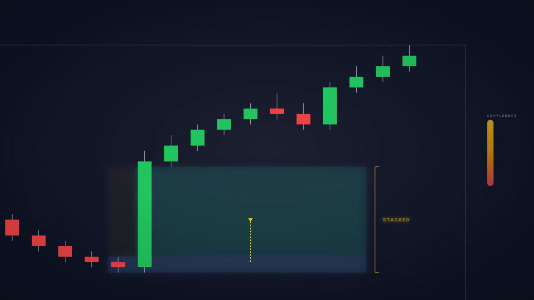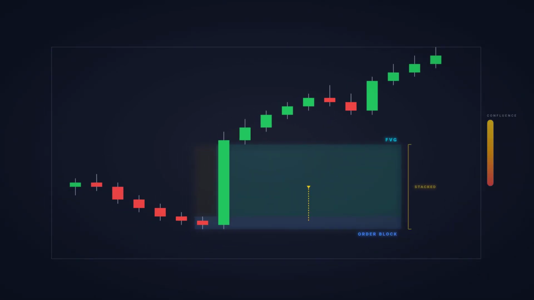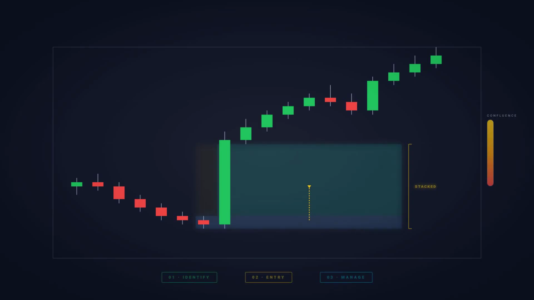And that's what we're going to build from the ground up today. We'll look at what makes this combination so reliable, and then we'll walk through multiple concrete examples on the same instrument. Watching the combo form, watching price return to it, and understanding exactly how to identify it, how to time the entry, and how to manage the trade from beginning to end.